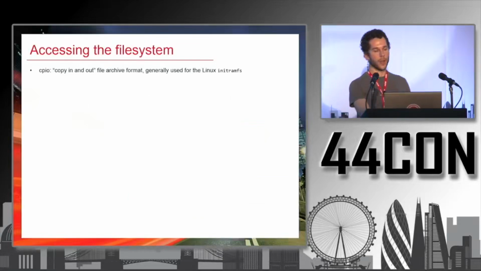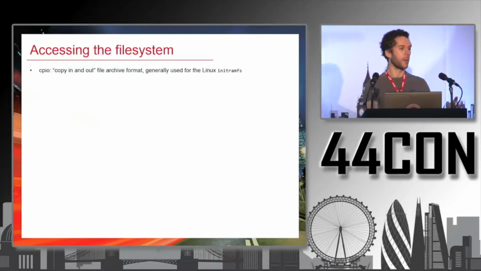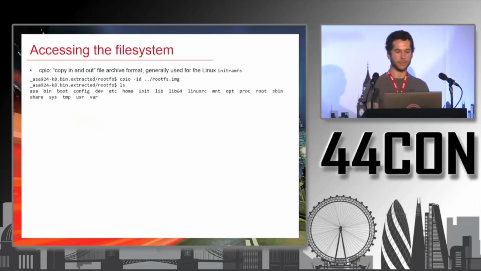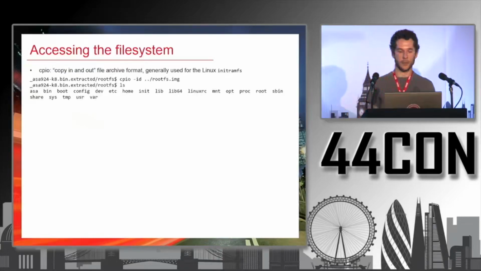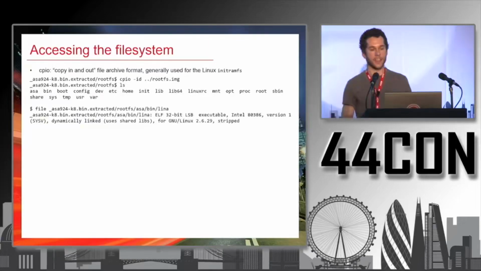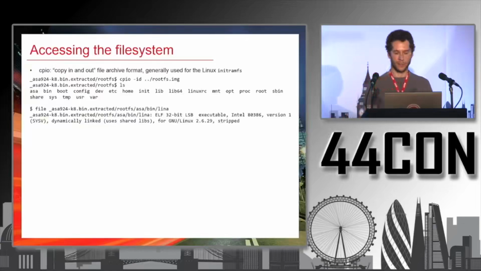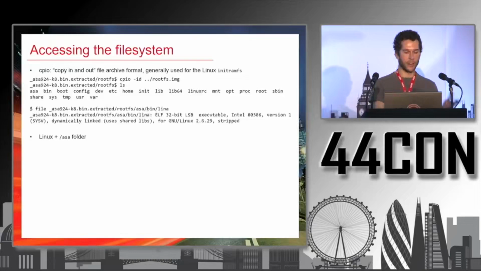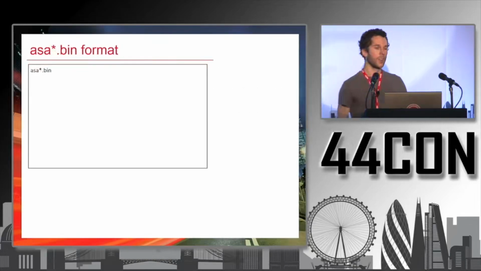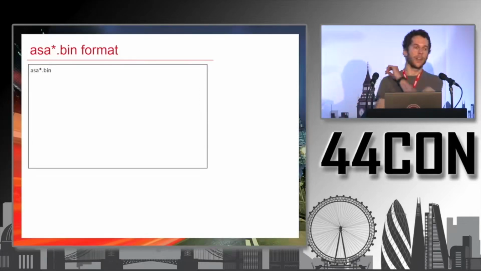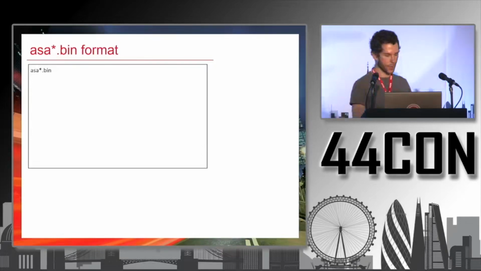So we use a CPIO tool to unpack the rootfs. Using that, we figured out that indeed it's a Linux system, and it contains a specific ASA folder. We can check that the asa/bin/lina is ELF 32-bit in this case. So it confirms what I said earlier: Linux plus ASA folder and Intel architecture. So now we have a way to unpack, okay? But it would be nice to be able to repack, because in some cases we're going to need that.